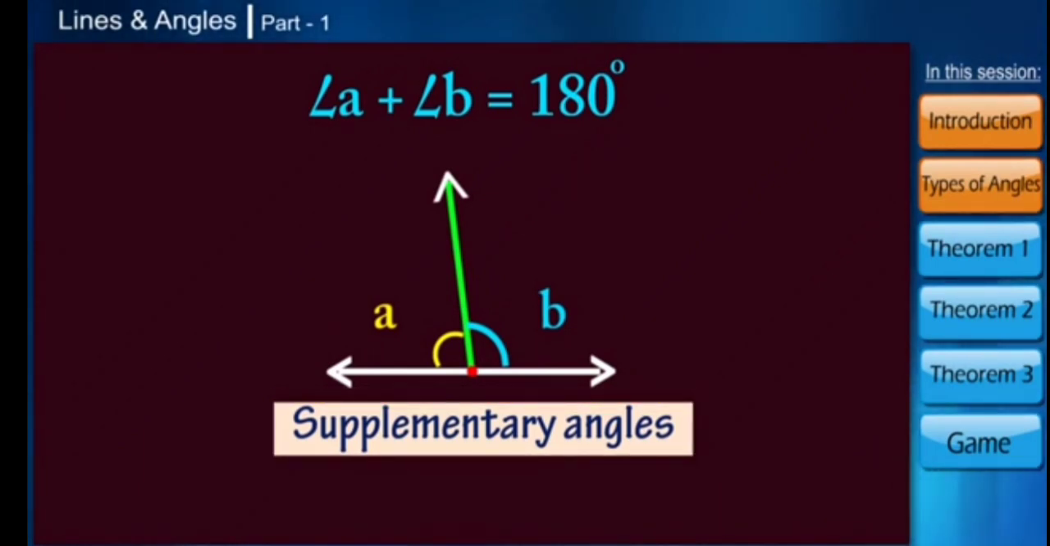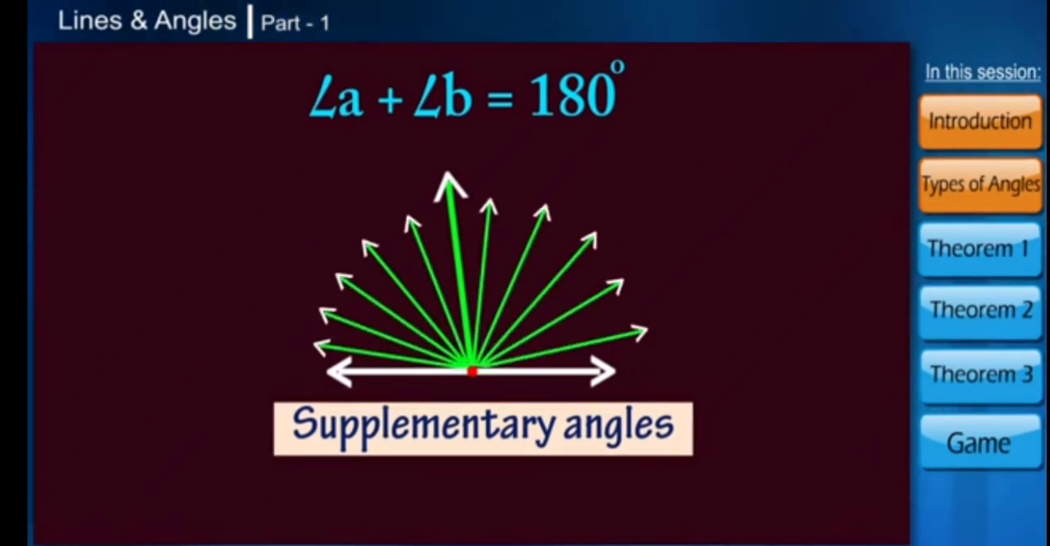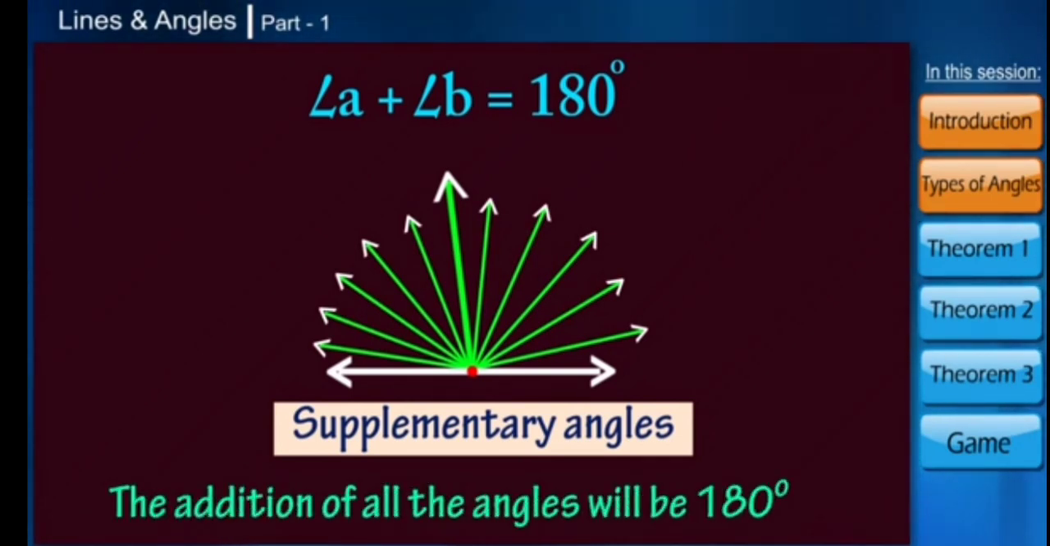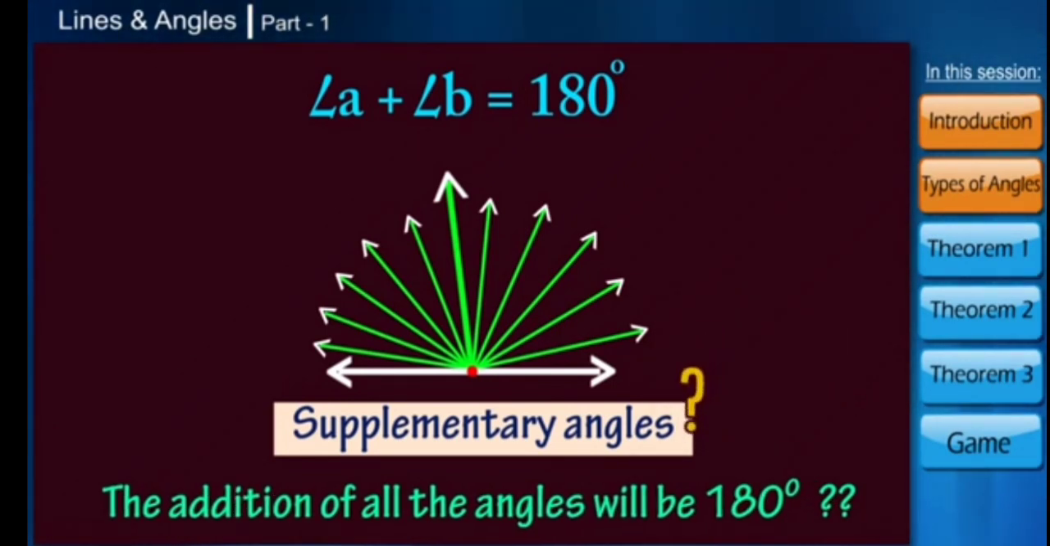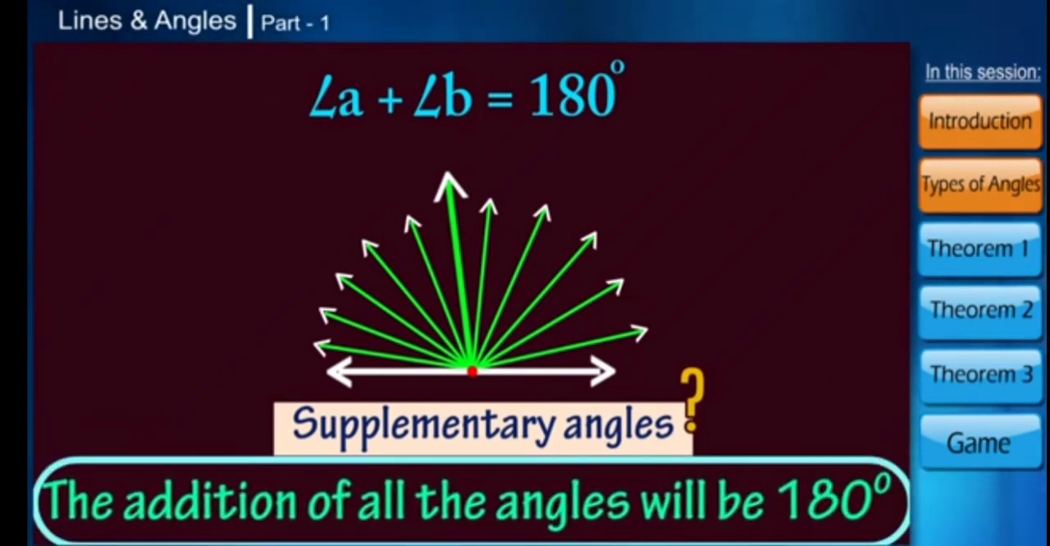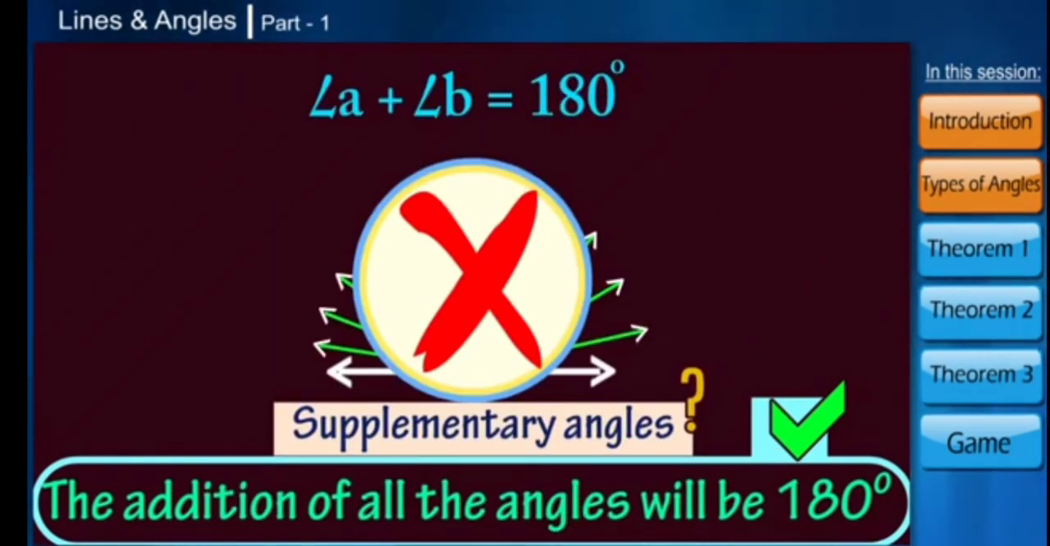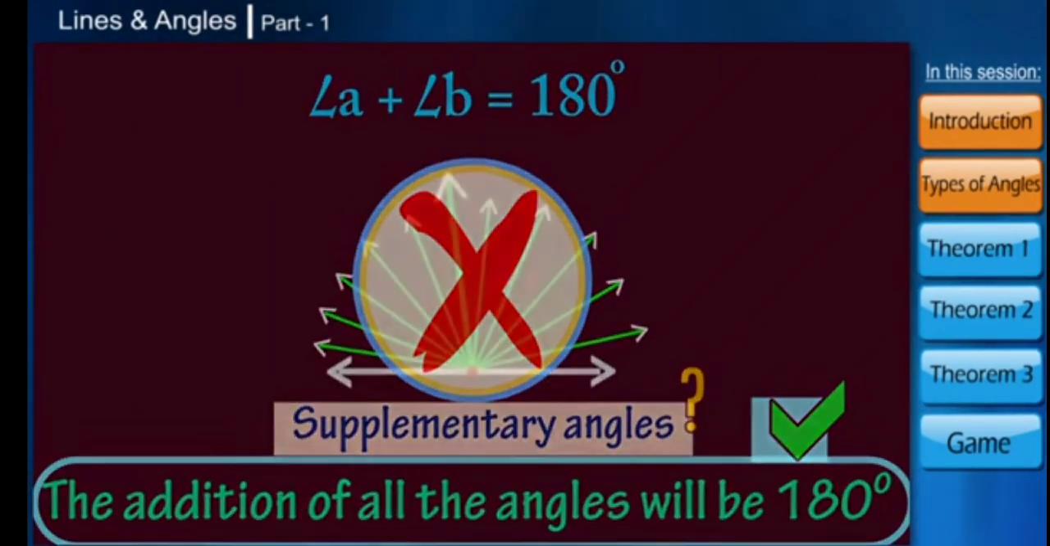What if there are various lines because of which various angles are formed? Well then, all the addition of the angles will be 180 degrees. And will we call all these angles supplementary angles? The addition of all the angles will be 180 degrees. But all of these angles together, we will not call them supplementary angles.